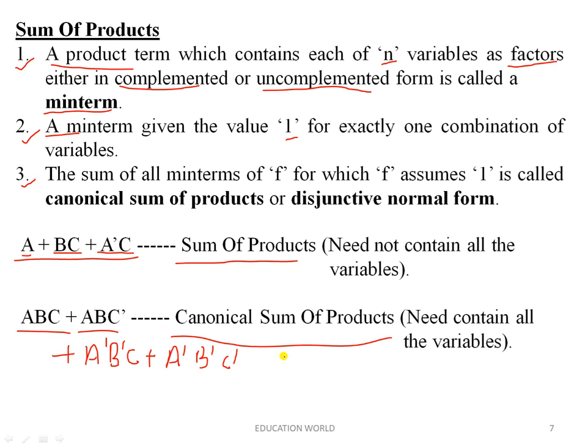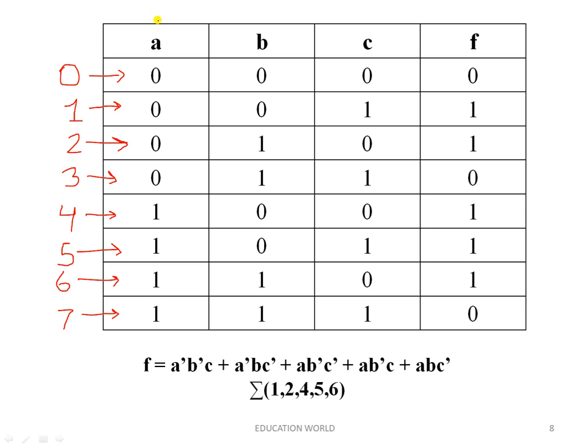Now we see an example of it. Suppose we have 3 variables A, B, C. Then the combinations of 0 and 1 will be 2 to the power 3, which equals 8. So there are 8 combinations of 0 and 1. In the A column we have 4 zeros and 4 ones, in the B column 2 zeros and 2 ones, and in the C column 0 1 0 1. This is the combination we write.